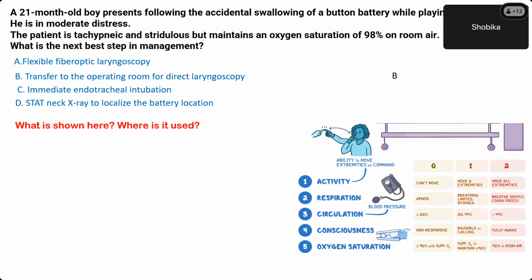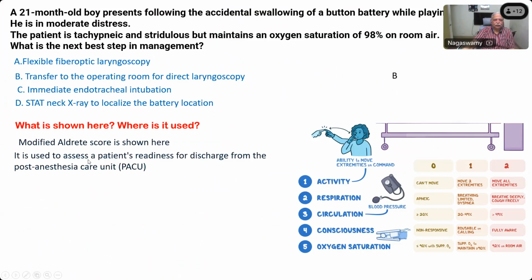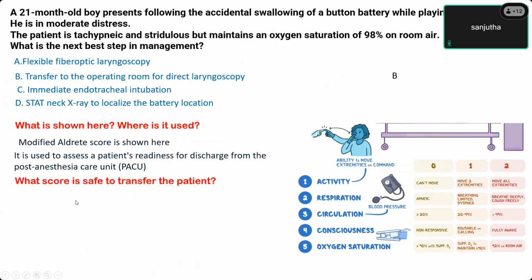Aldred score is Aldred Modified score. Modified Aldred score is shown here. Where is it used? It is used to assess patient readiness for discharge from the post-anesthesia care unit. What score is safe to transfer the patient?